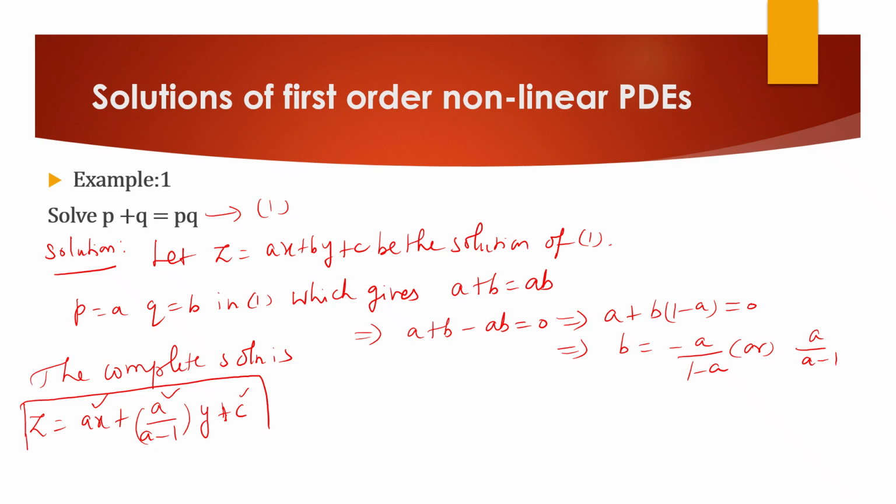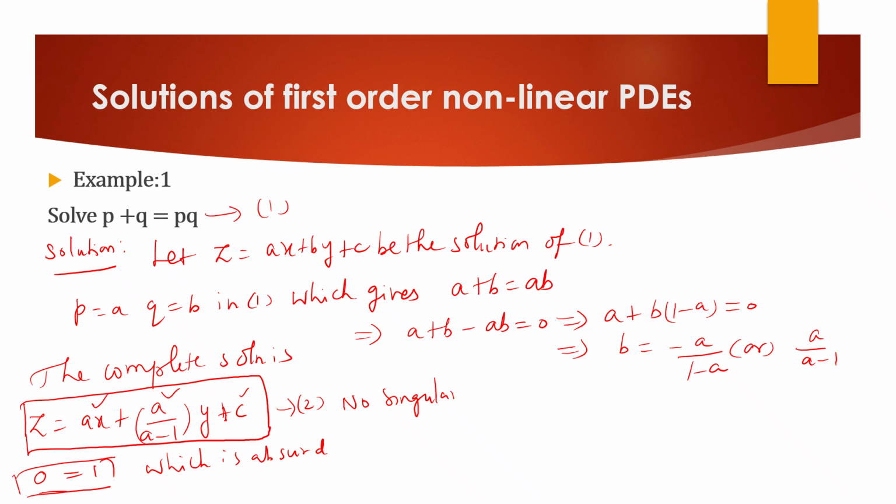So next we are going to find the singular solution. For type 1 form of PDE, singular solution does not exist, because when you differentiate this complete solution with respect to c, we get the left hand side is 0 and the right hand side is 1, which is absurd. Which means singular solution does not exist. So no singular solution for type 1 form of PDE.